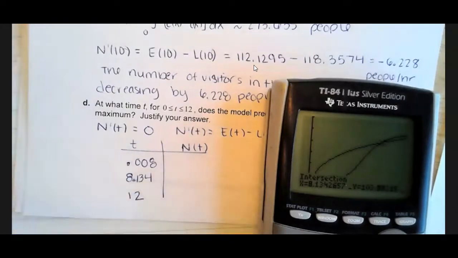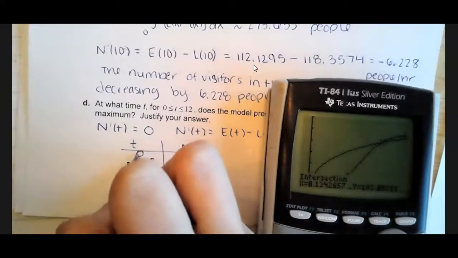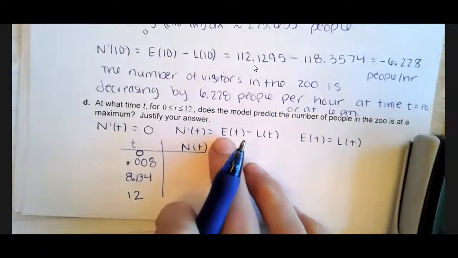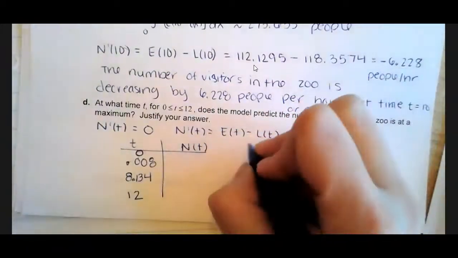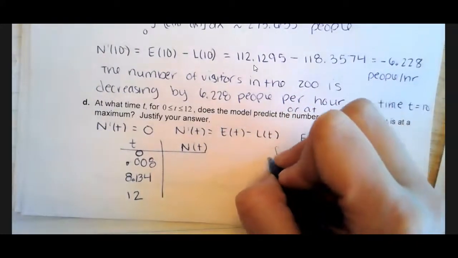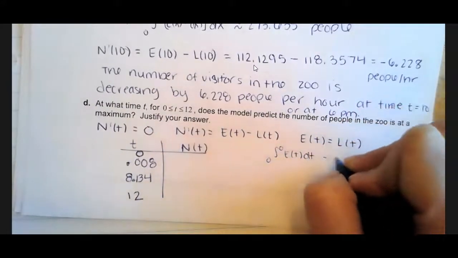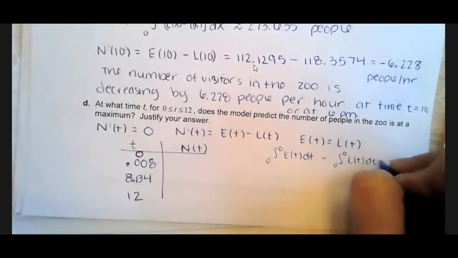So how many people are there at the end of the day? Now, you could include 0, but we should know that at time t equals 0, there are no people leaving and there are no people entering, because time t equals 0 would look like the integral from 0 to 0 of E of t dt minus the integral from 0 to 0 of L of t dt.